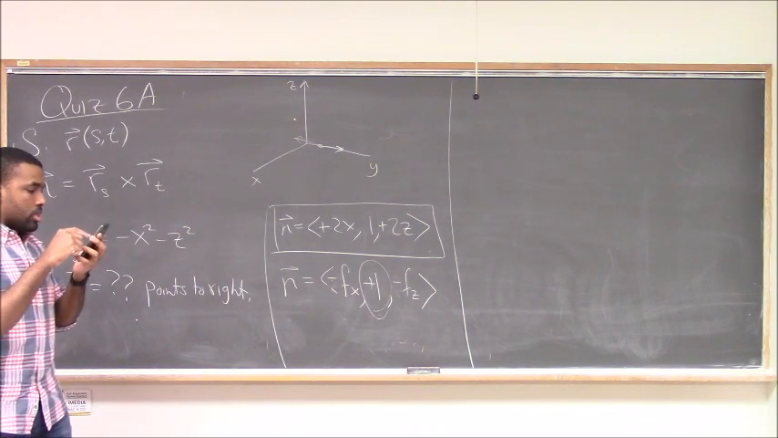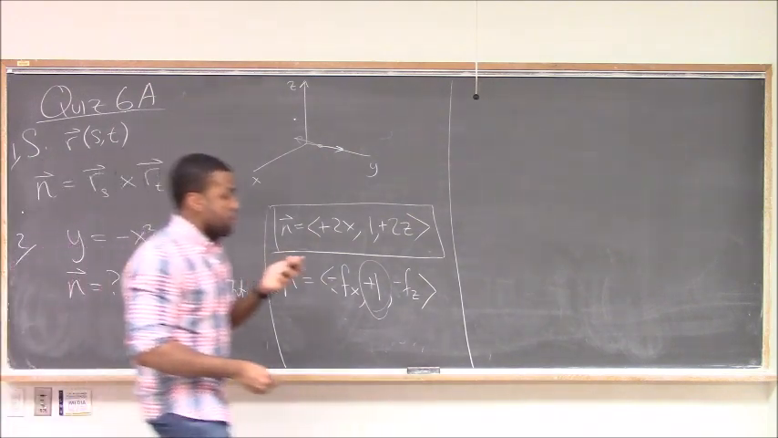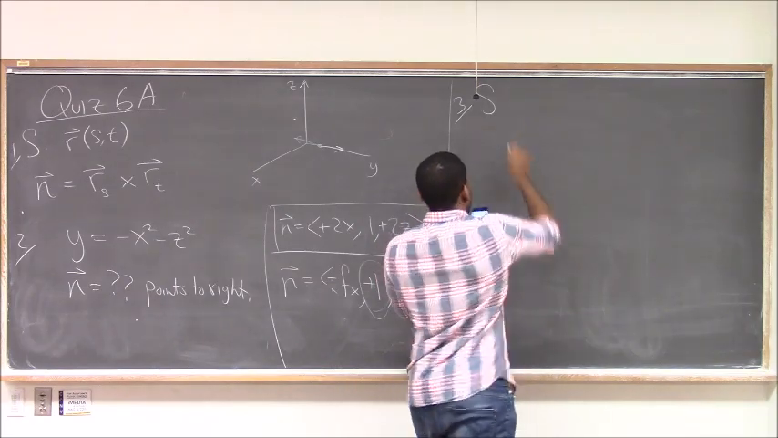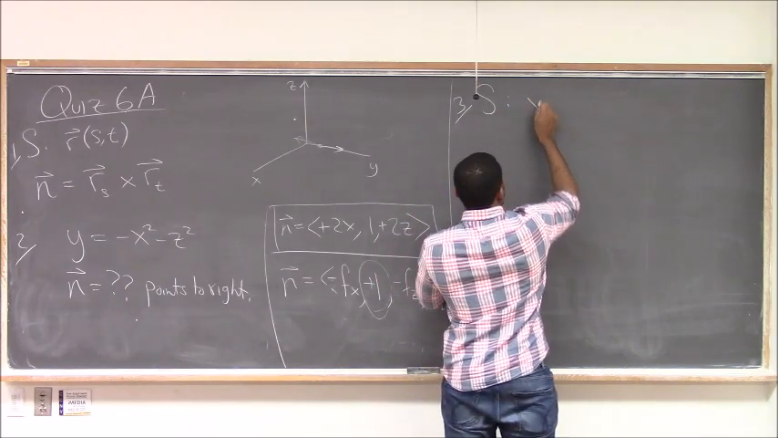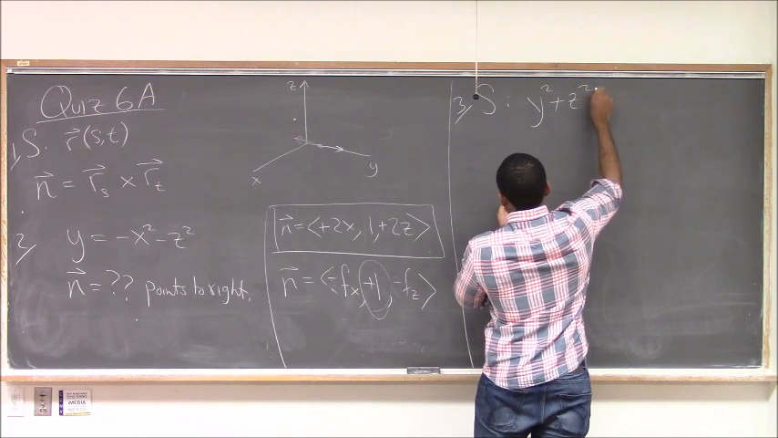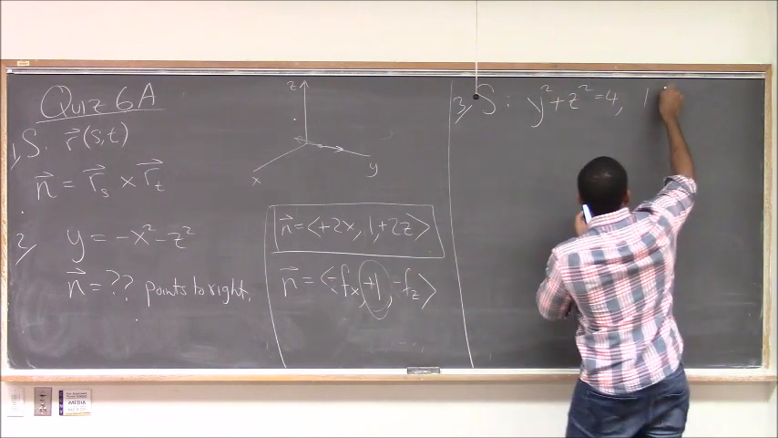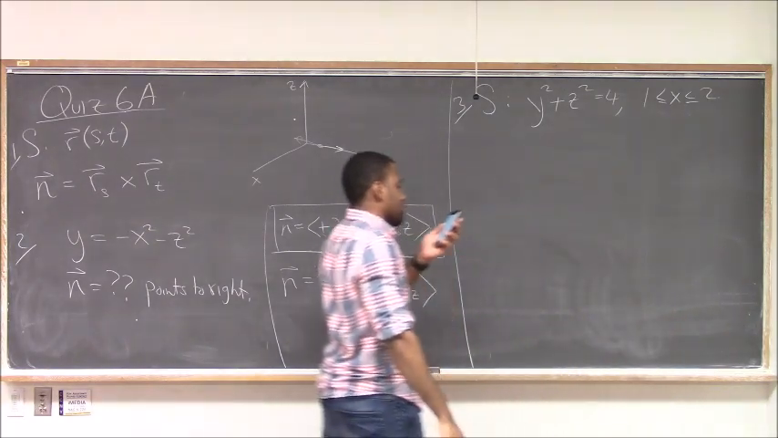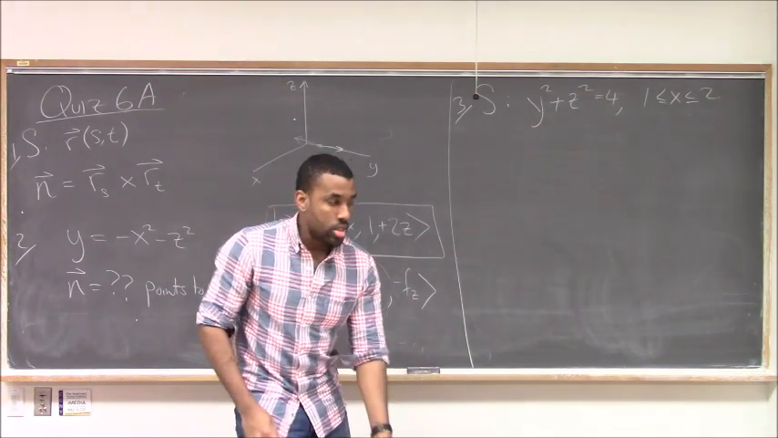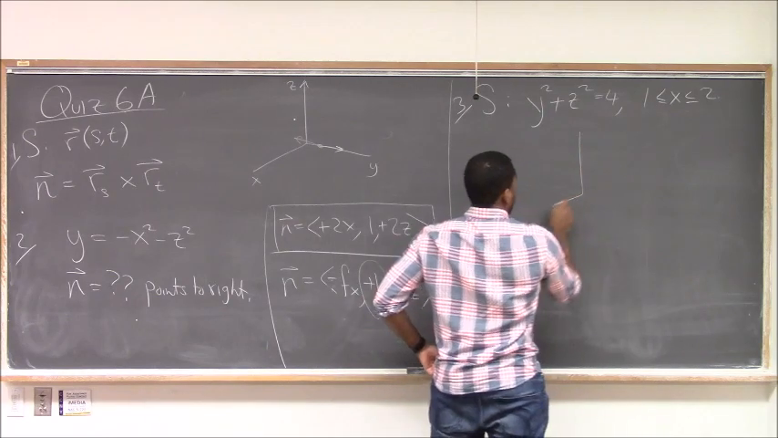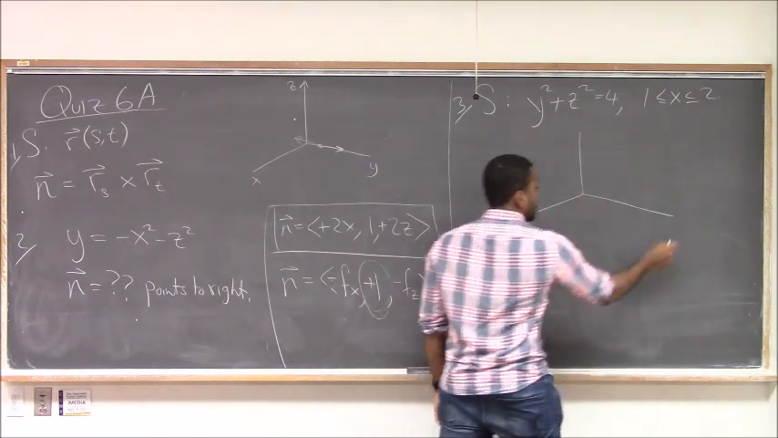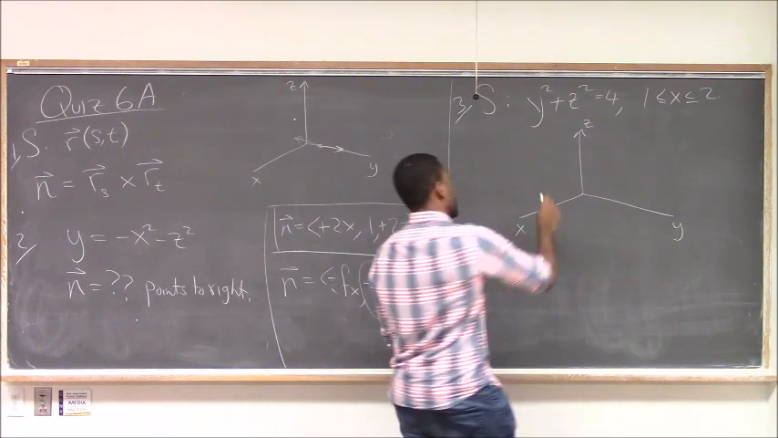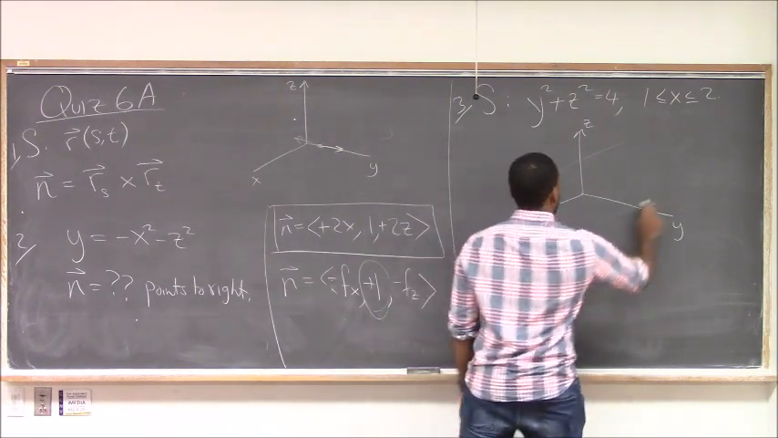Okay, S is the open cylinder. So this is problem 3. It has 2 parts. S is the open cylinder given by y squared plus z squared equals 4, and x is between those limits. Can you describe what that looks like? It should be a cylinder with respect to the x-axis. Okay, so it's running along the x-axis, right?